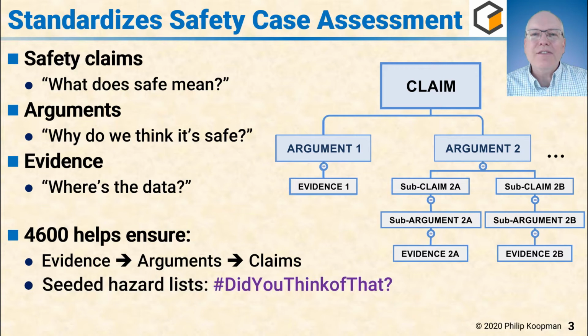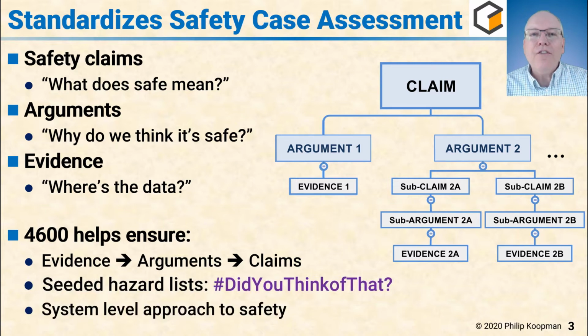It has extensive lists of precedent hazards to say, yes, this is something you should worry about. Now, maybe it doesn't apply to you, but did you think of that? Did you make sure you covered it to reduce the chance of a missed hazard? Finally, 4600 takes a system-level approach to safety.